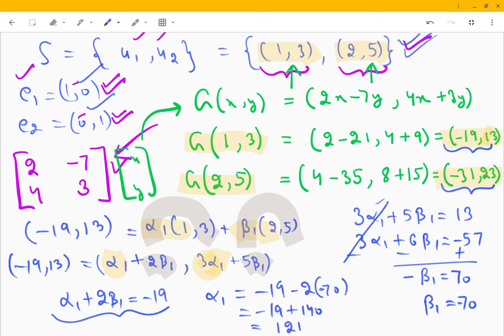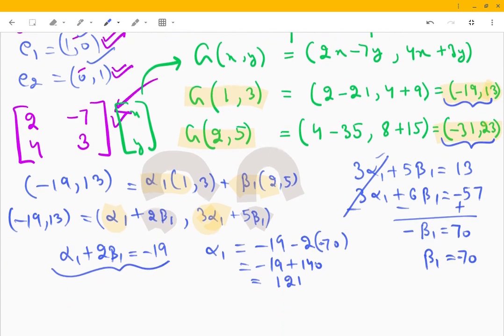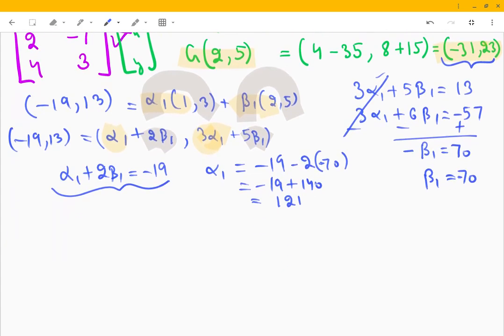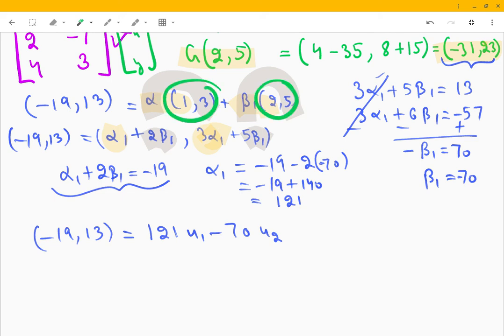So this is it. Alpha 1, beta 1. What I just calculated is that negative 19, comma 13, when written using the new basis, is 121 times u1 plus, sorry, minus 70 times u2. u1 and u2 being these new bases. Okay.